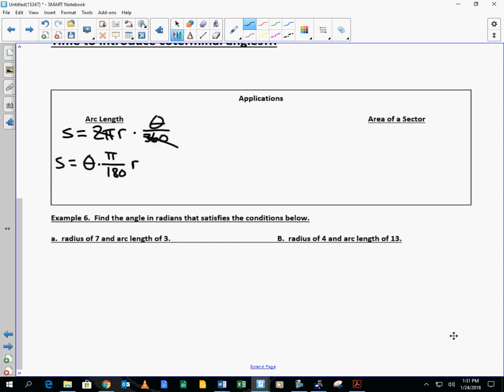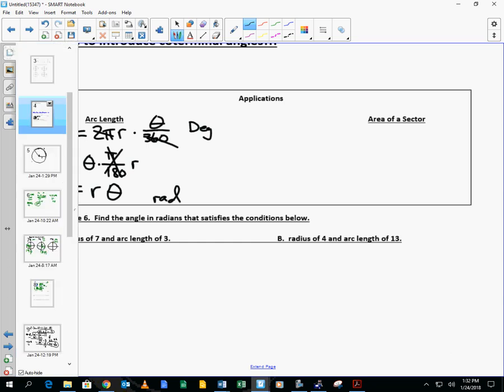Does theta times pi over 180 look familiar? That's how we convert from degrees to radians. And therefore, the pi over 180 just goes away, and you're left with S equals r theta. So the other one is if you're in degrees, and this is if you're in radians. You can see that S equals r theta is a super easy way to generate arc length, isn't it? That's a lot easier than your other formula, 2 pi r times theta divided by 360. So we're going to use that.